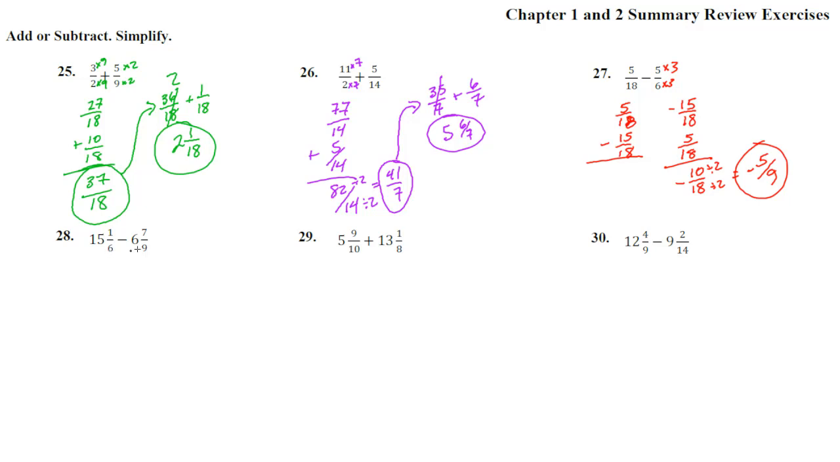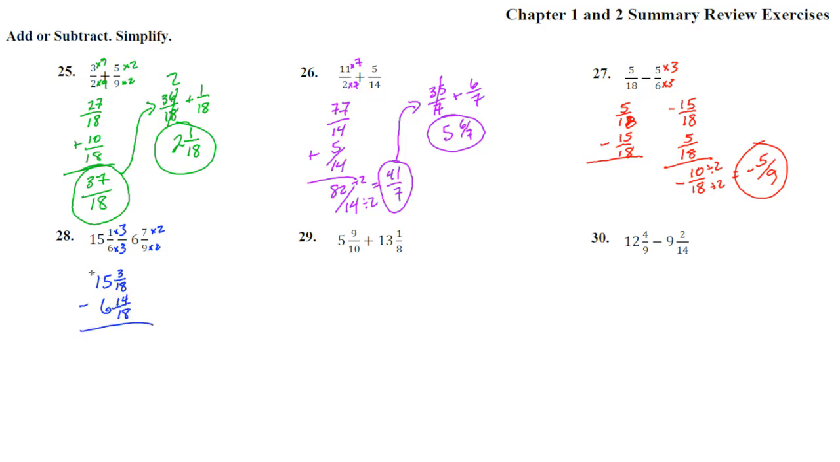Common denominator of 6 and 9. They don't go into each other. Let me see. 9 times 2 is 18. Look at that. We got one. So times this guy by 2, times this guy by 3. There we go. So we got 15 and 3 eighteenths minus 6 and 14 eighteenths.